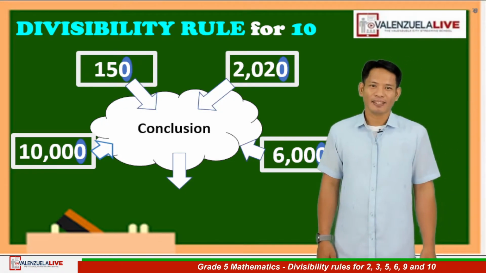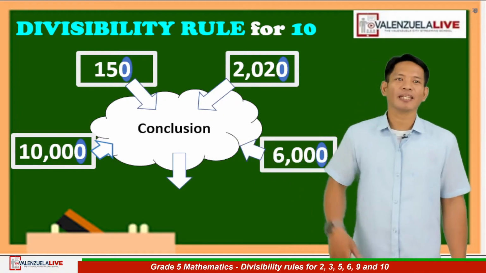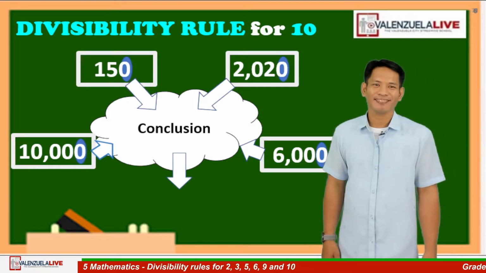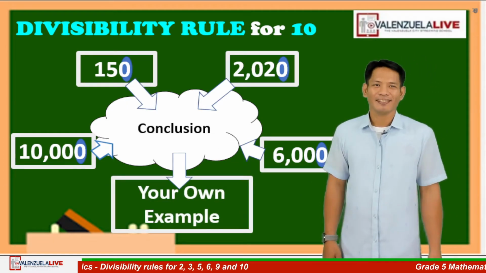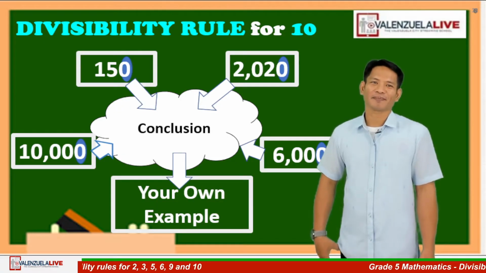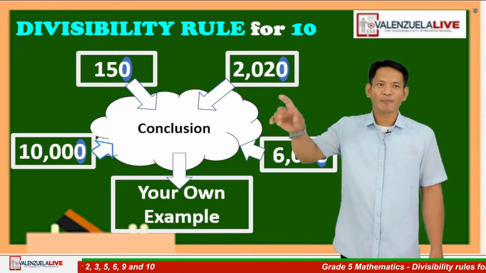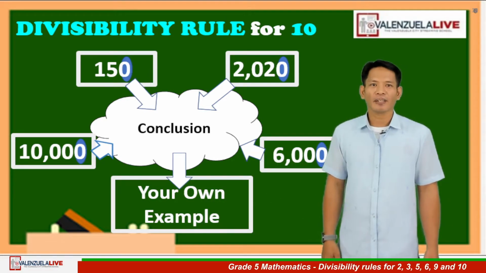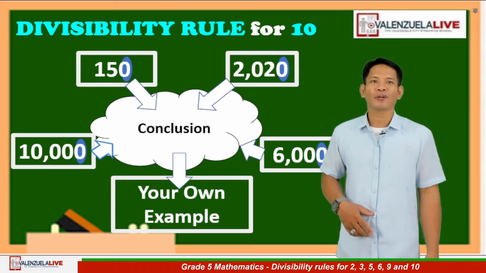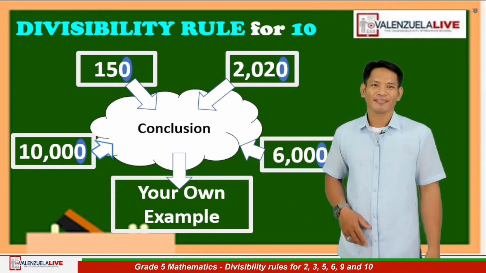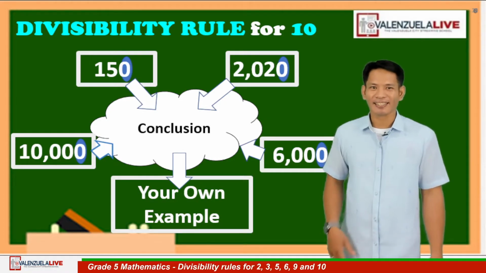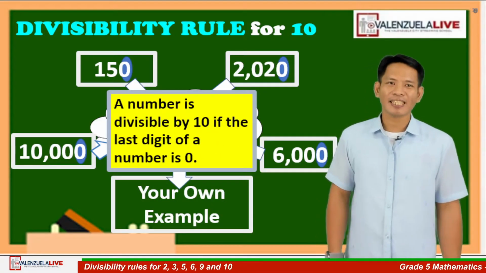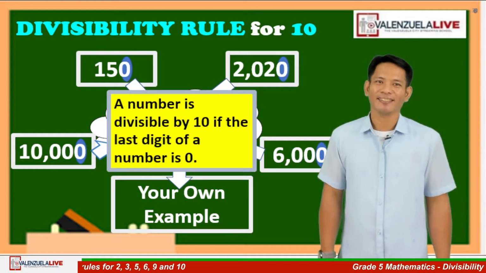So now, it's your turn, grade 5. Based on the given examples, again, can you now give your own example? Very good, grade 5. Now, based on the given examples, and again from your own example, can you now state the divisibility rule for 10? All right. A number is divisible by 10 if the last digit of a number is 0.